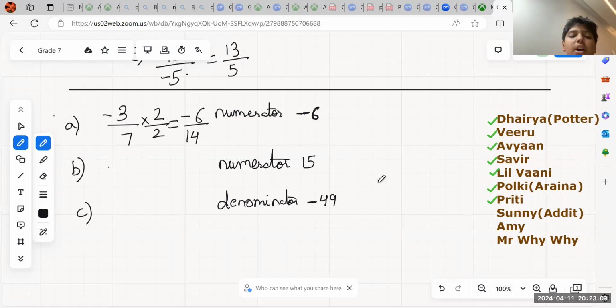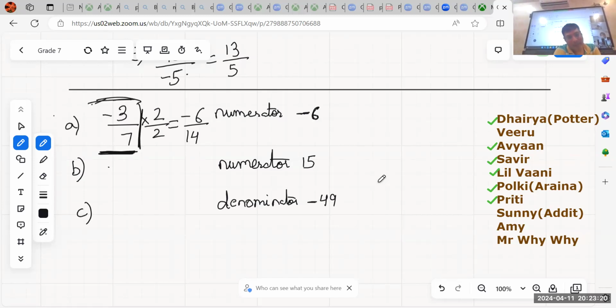सर बी का आपने लिखा है नहीं फ्रैक्शन। Same है बेटा, same question है. This is the rational number, not the fraction. Don't call it the fraction. It gets offended. This is a rational number. It is having -3 upon 7. Don't offend it, Peter. All right, Viru?